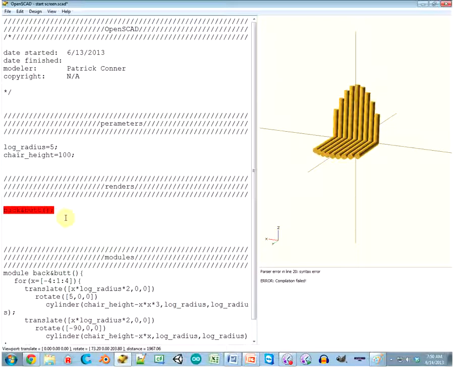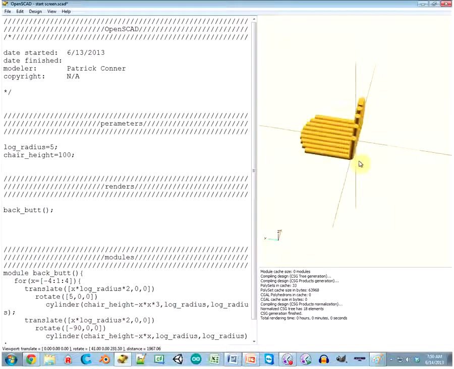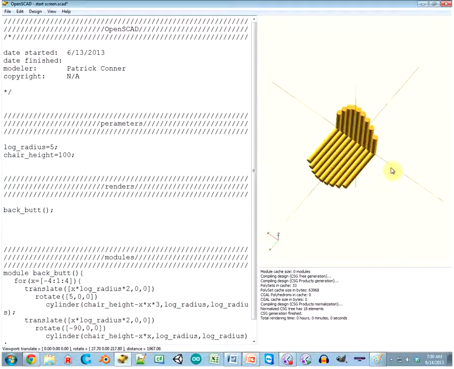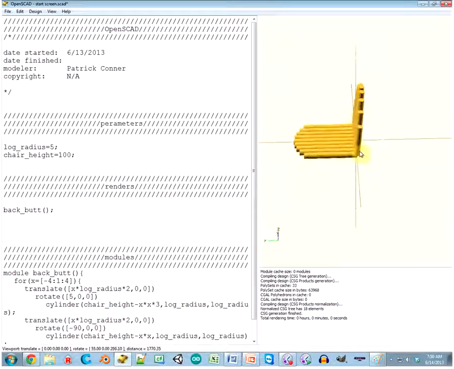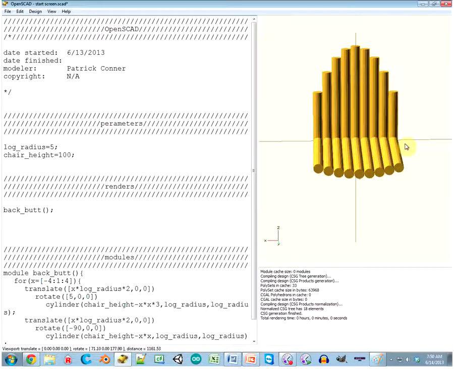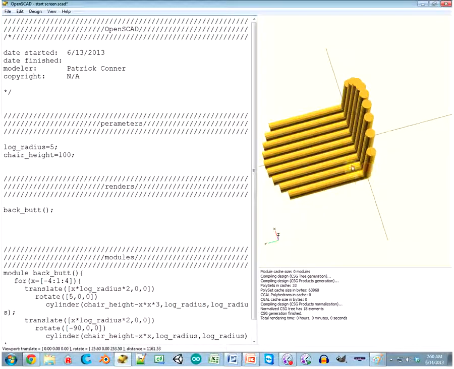Now, I think... Don't tell me that you can't use the and sign. Fine, we'll make it module back butt. There, now it suddenly works. You can't use the and sign in your module names. That's just... No.